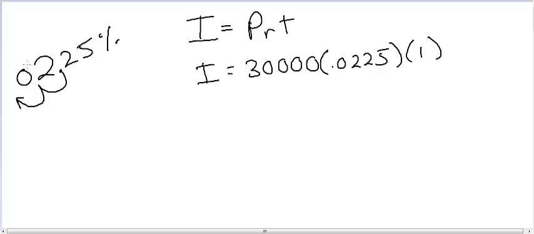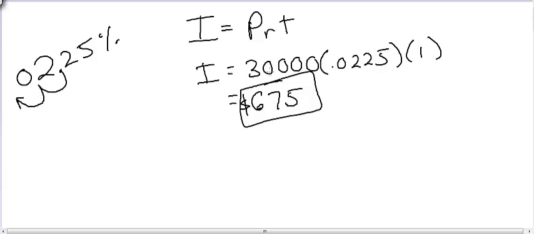Once I have these, I'll put them into my calculator to find the amount of interest that I would earn, which in this case would be $675. And that would be my answer.